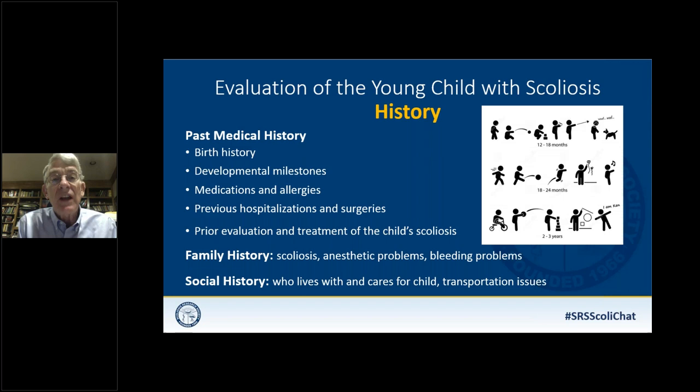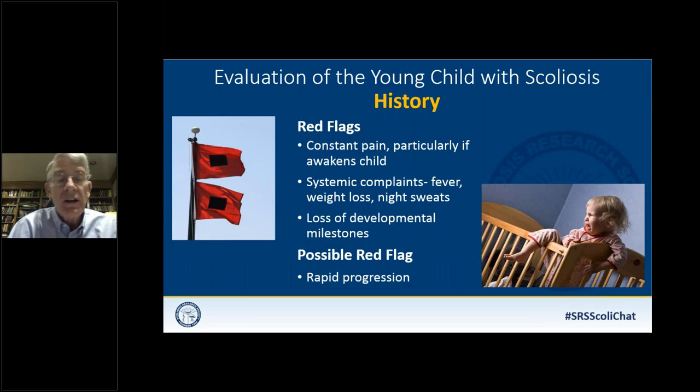Red flags in that would be things like constant pain, particularly if it awakens the child at night. Systemic complaints such as fever, weight loss, or night sweats. If a child is going backwards, if they have reached developmental milestones and then lose them. And then another possible red flag, as Dr. Vitale mentioned, is rapid progression. These are things that warrant very careful scrutiny. Next slide, please.